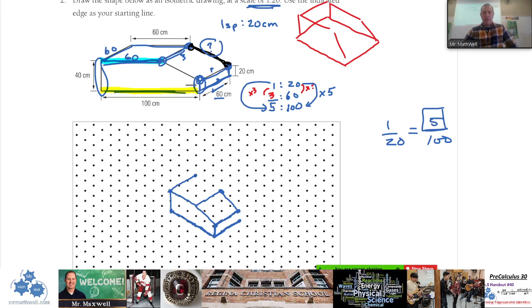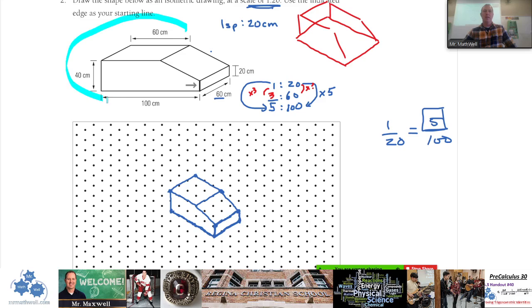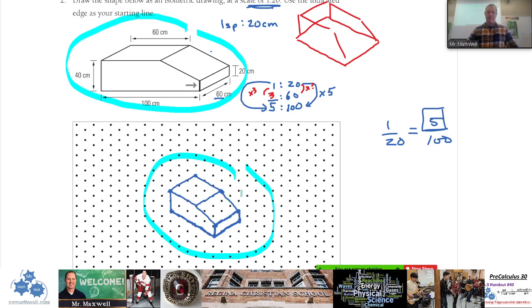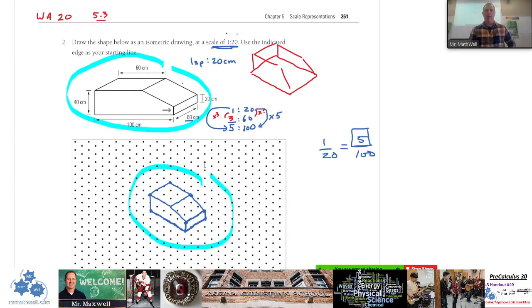And of course, then we just connect the vertices, and they all should begin to look just like this diagram. So I'm going to erase all this stuff that I messed around with on here, and hopefully you can see that this object is this object, and it's at a 1 to 20 scale. So every 20 centimeters is 1 space here. Okay, so that's an isometric drawing of this object using that scale. Any questions?